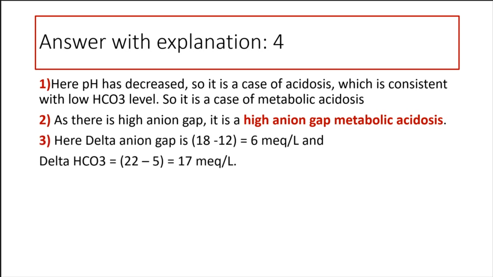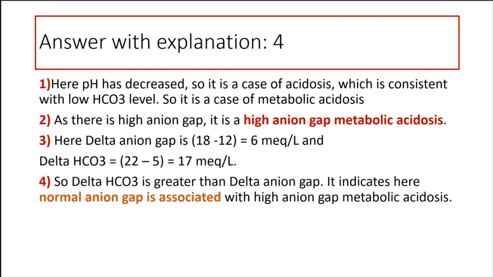3. Here delta anion gap is 18 minus 12 equals 6 milliequivalent per liter and delta HCO3 or bicarbonate equals 22 minus 5 equals 17 milliequivalent per liter. 4. So delta HCO3 or bicarbonate is greater than delta anion gap. It indicates here normal anion gap is associated with high anion gap metabolic acidosis.